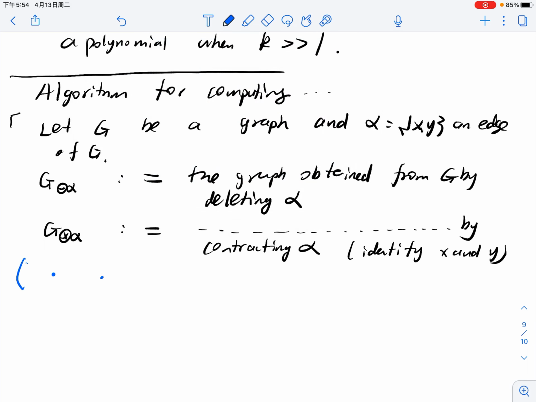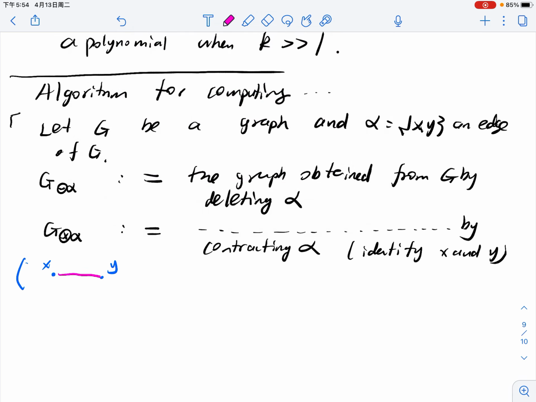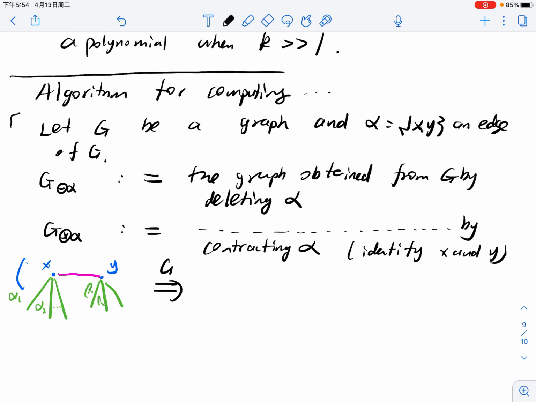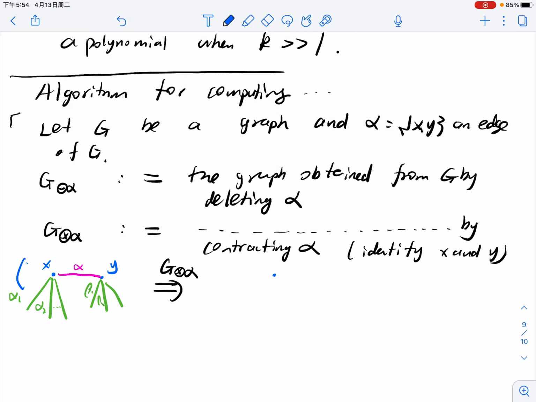So if you still have a little bit of confusion, I will explain like this. Suppose you have x and y, and you have an edge between them, and outside you have, for example, alpha 1, alpha 2, and so on, beta 1, beta 2. And then what is G contract alpha? This is alpha. You put x and y together. Okay, let me use a different color here.